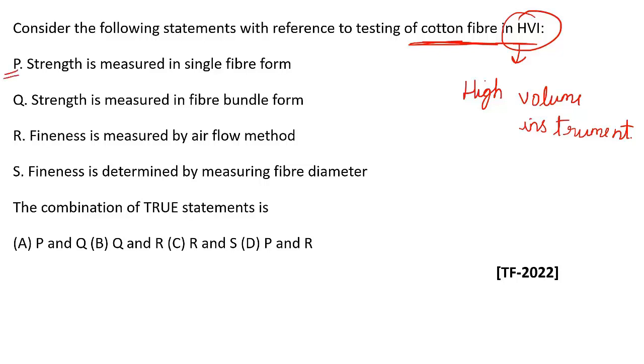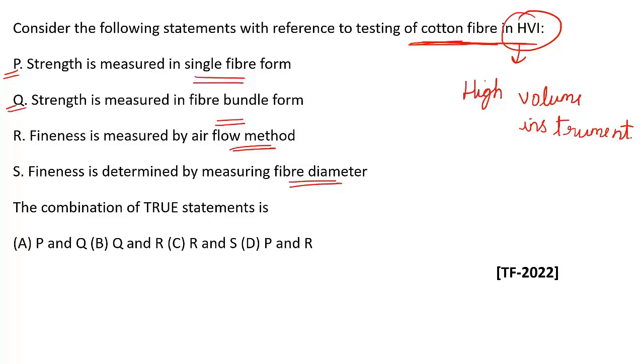The first option is: strength is measured in single fiber form. Second, strength is measured in fiber bundle form. Third, fineness is measured by the airflow method. And fourth, fineness is measured by measuring fiber diameter.